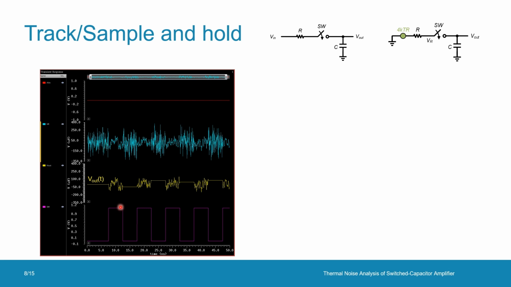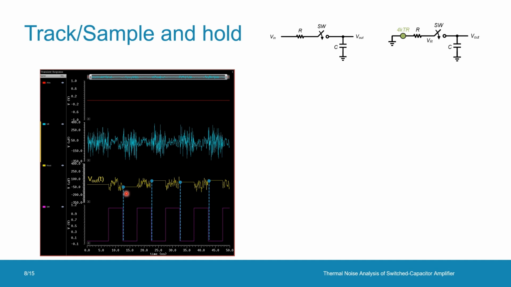And then the switch is on. The thermal noise gets low-pass filtered, appearing at both VR and Vout. Because of this filtering, you can see that high-frequency noise gets suppressed and amplitude goes down as well. And then the switch is off. The capacitor holds the low-pass filtered version of the noise at the end of the sampling phase. And then this process repeats over and over again.